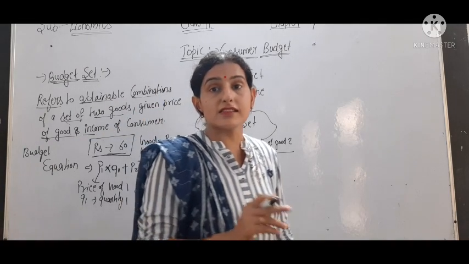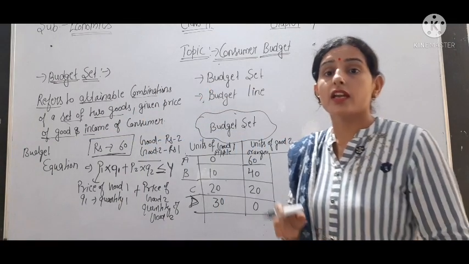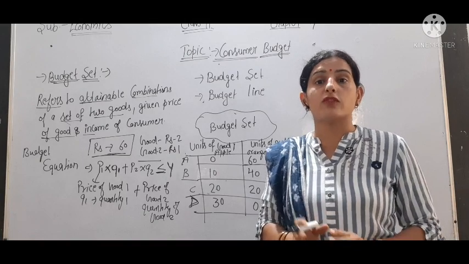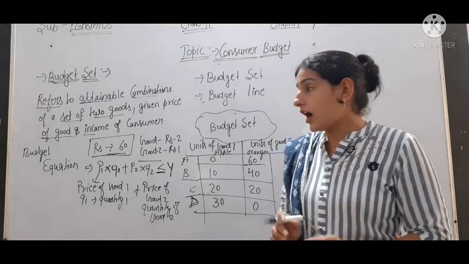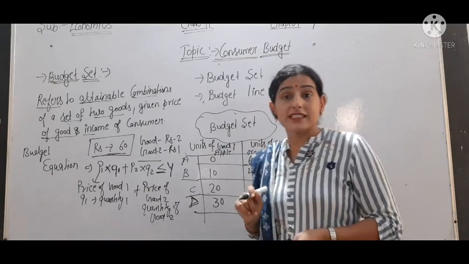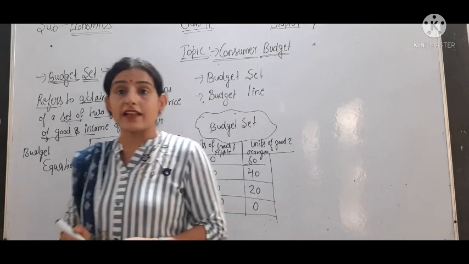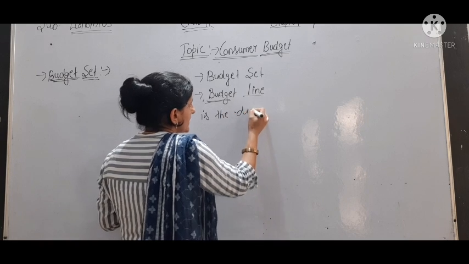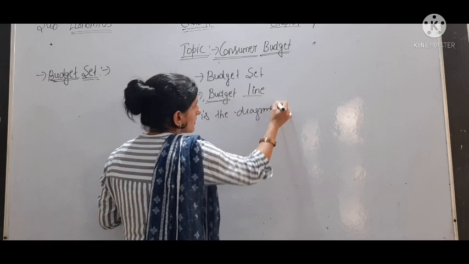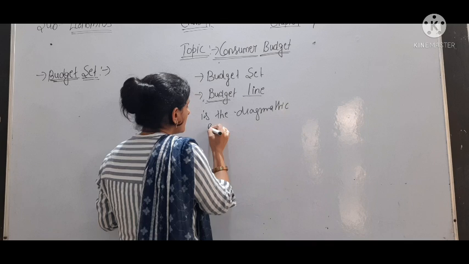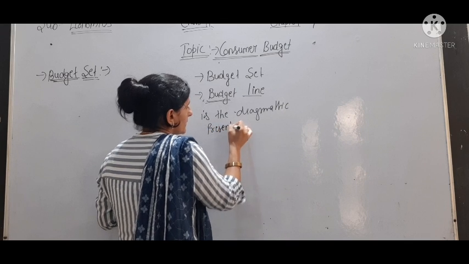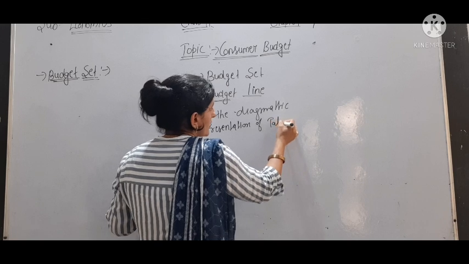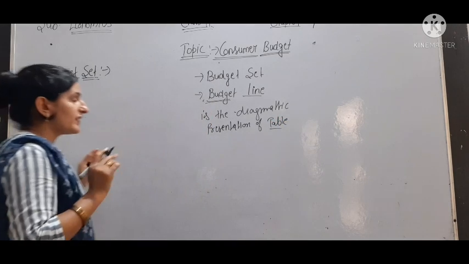Okay, budget set is mainly the budget equation which shows the price of the goods and quantity of the goods, and income of the consumer is given. Now we will talk about the budget line. So what is budget line? Budget line is the diagrammatic presentation of the table which we draw. Okay, so what was the table?